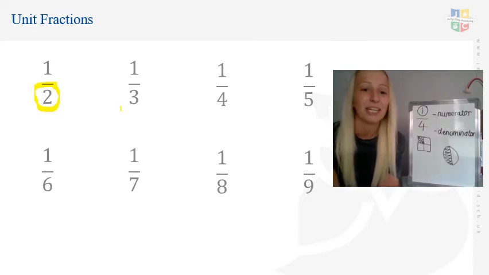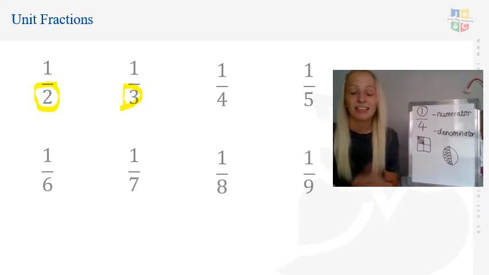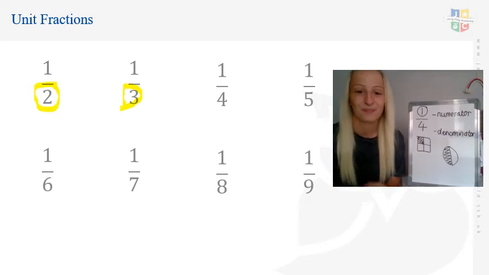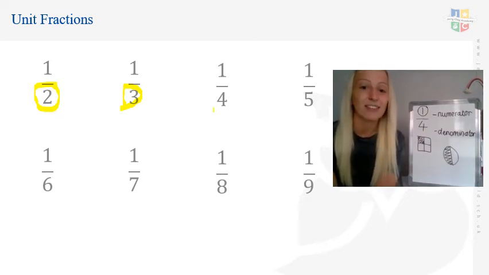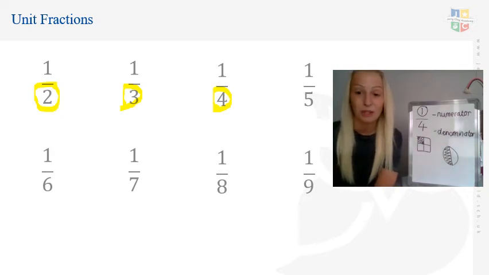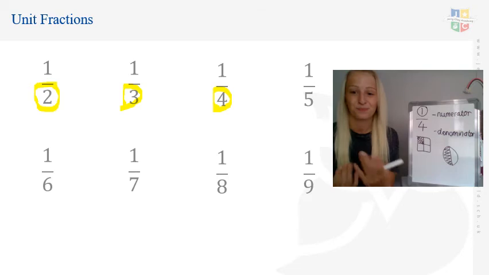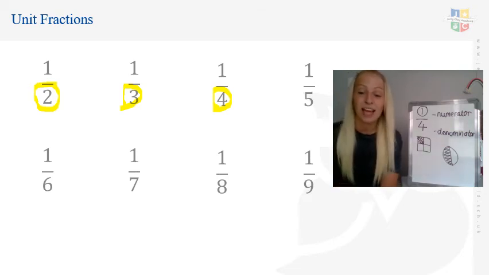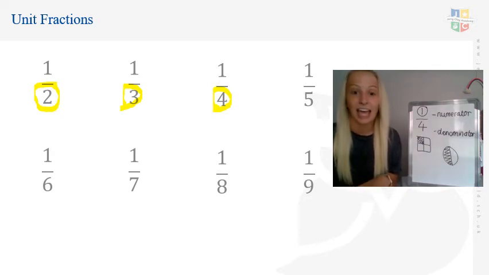Brilliant. When the denominator is a 3, we call this a third. Brilliant, so this is 1/3. So that means it's got 3 equal parts, so that is called 1/3. Fantastic. This fraction has a 4 on the denominator, which means it has 4 equal parts, and we call this 1/4. Can you say 1/4? Fantastic. So that means it has 4 equal parts, and I've chosen to shade 1 or eat 1 of the equal parts. We call this 1/4.